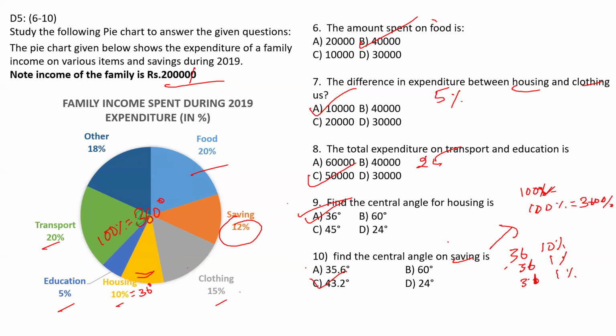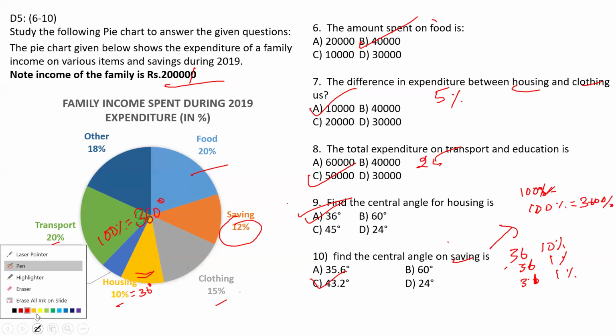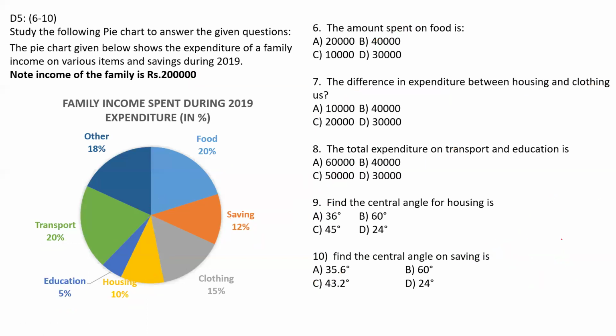So we want 12%, since saving is 12. What is 12%? Either you can cross multiply and do it: x into 100 is equal to 360 into 12. Like that you can do. But the simplification method is just a mind calculation.